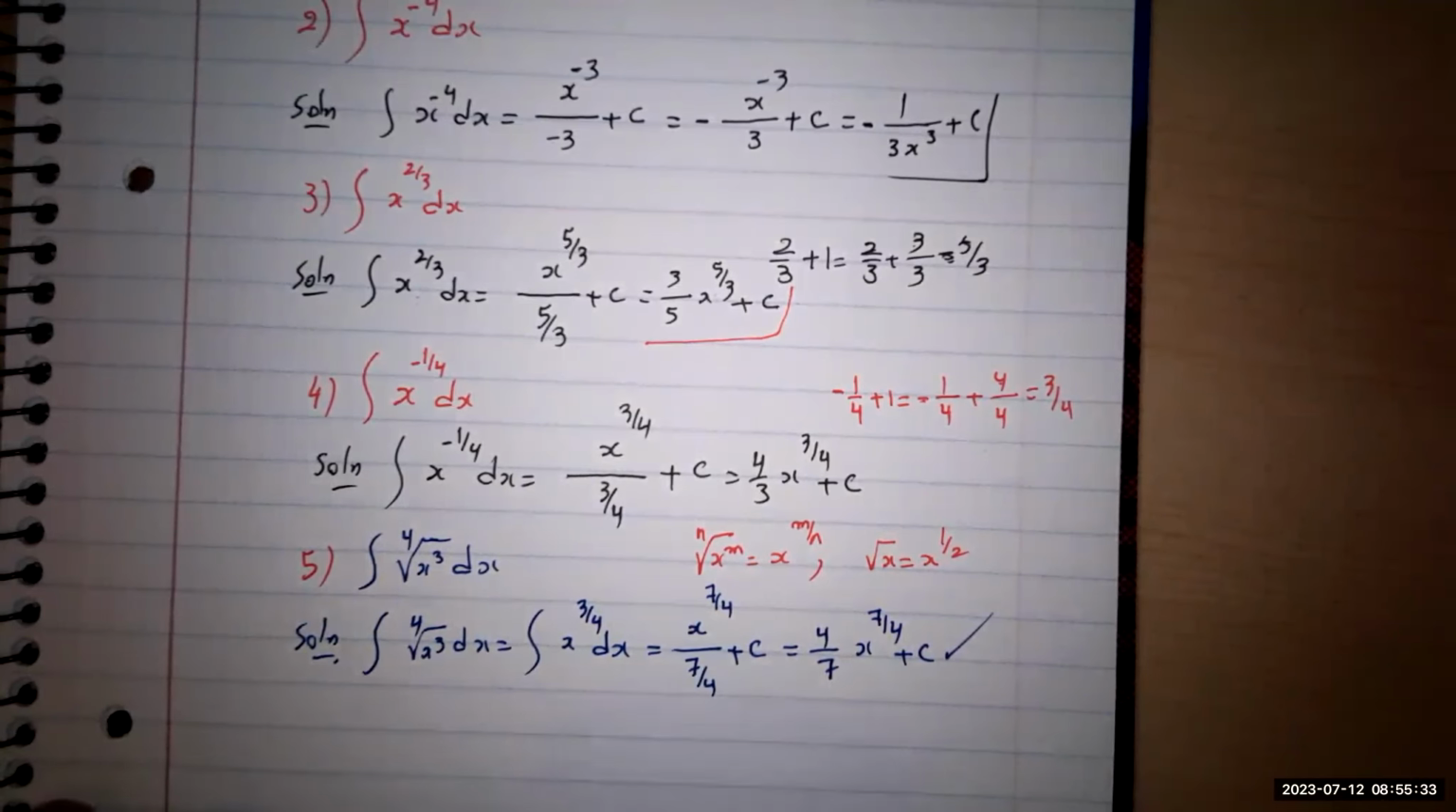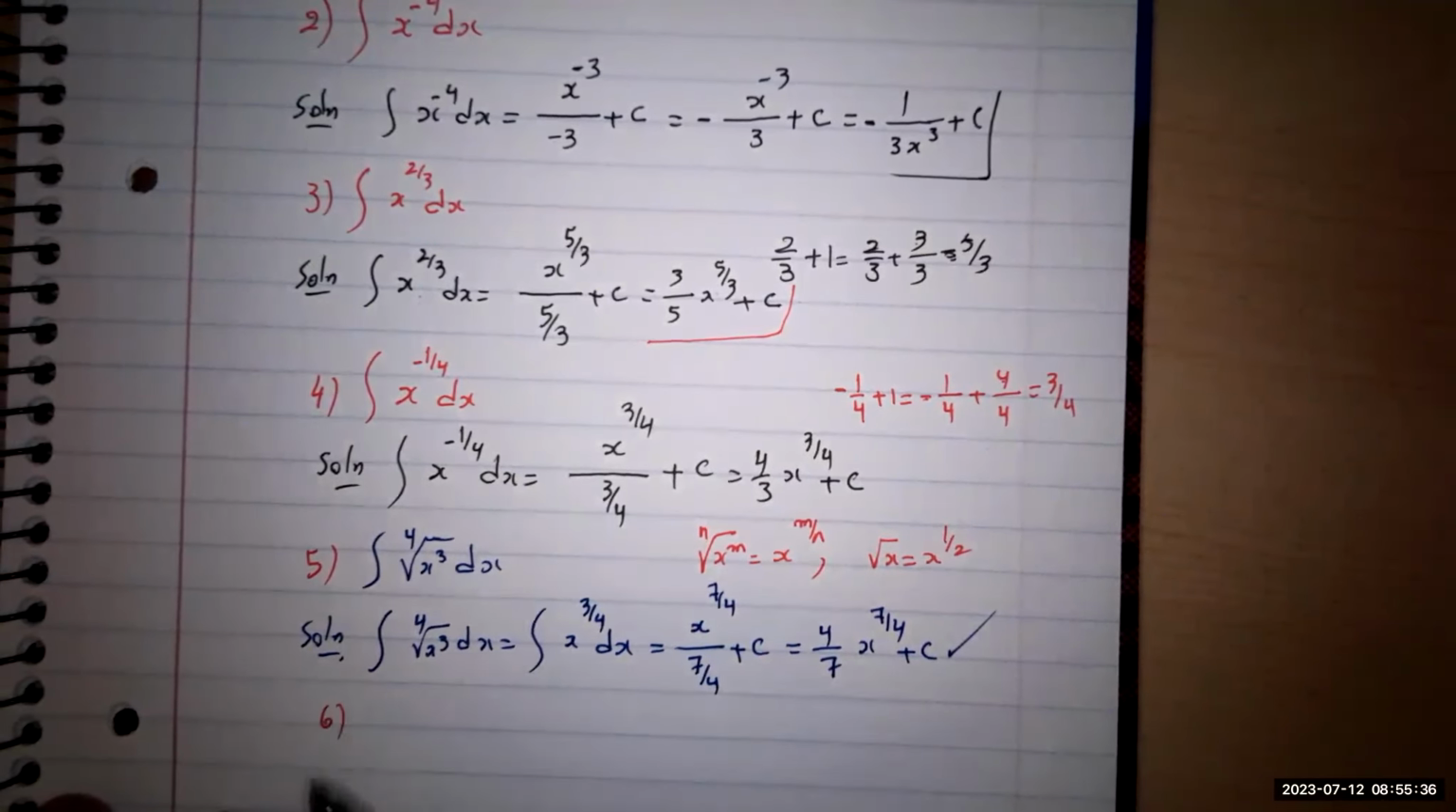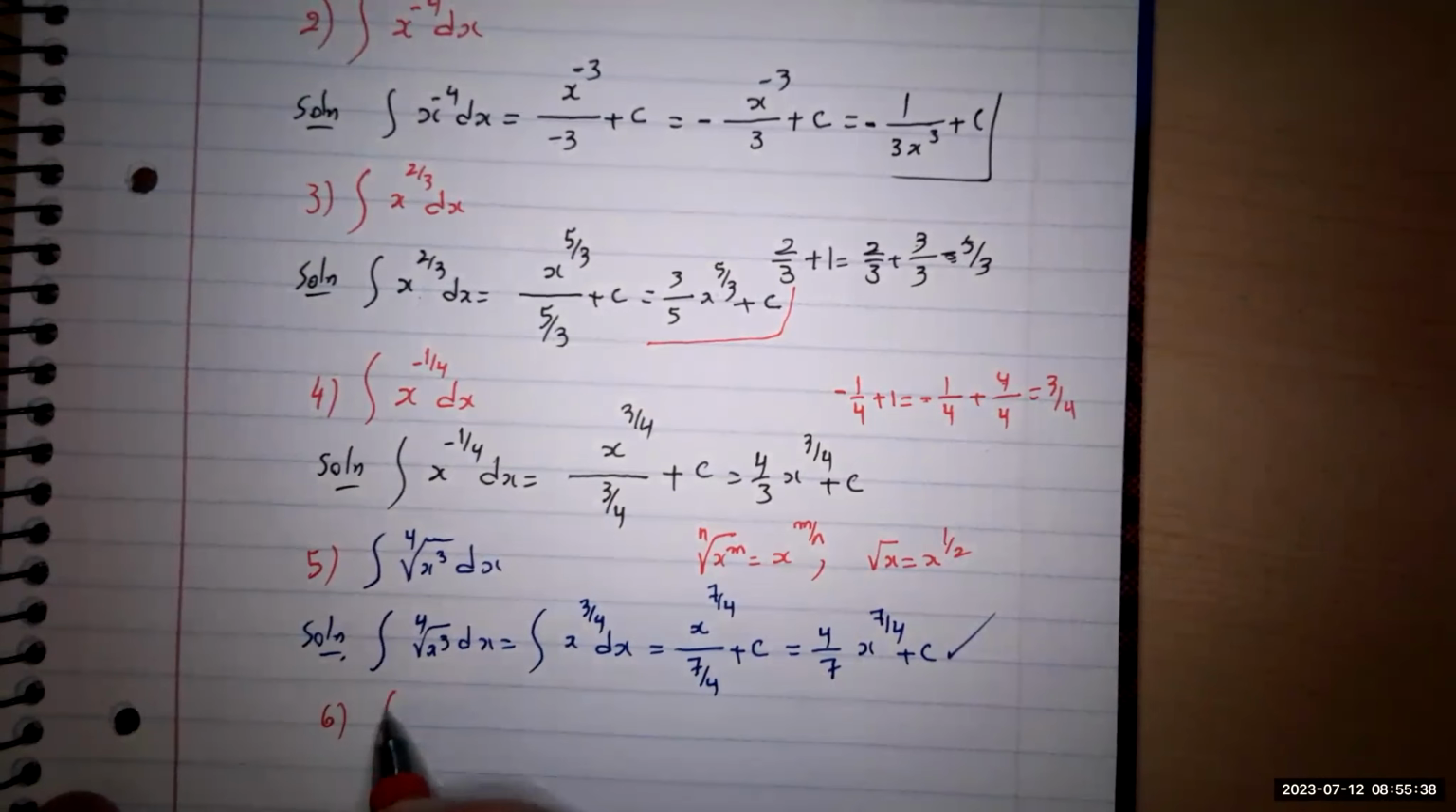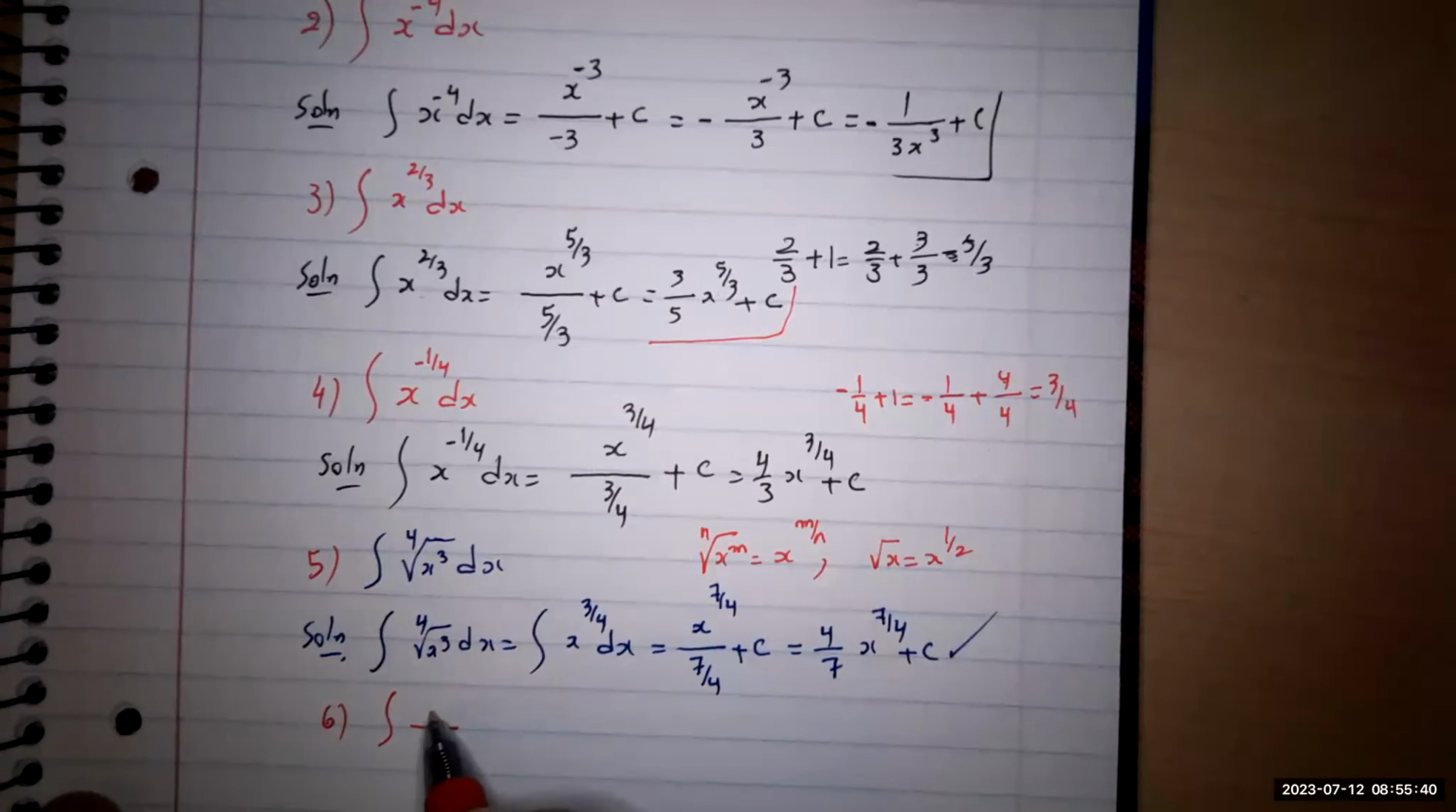Question: what's going to be the next one? The next one is this. Number 6. Number 6 is, let's say, 1 over x to the 8 dx.